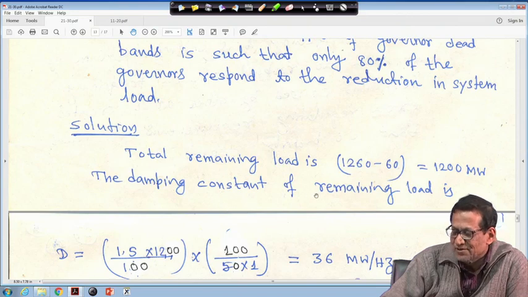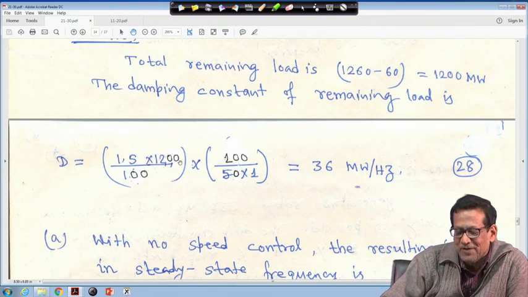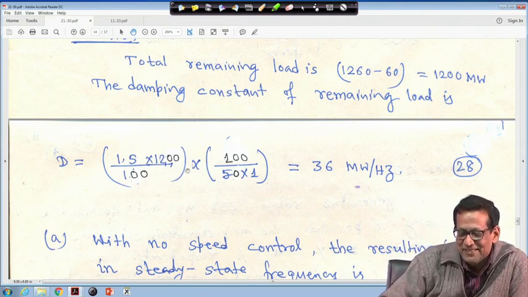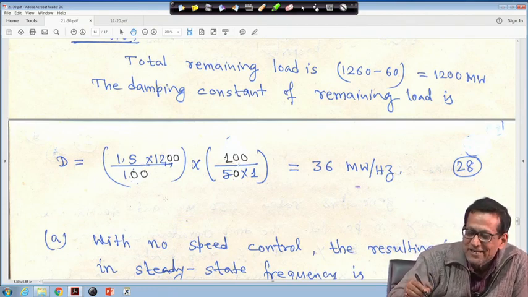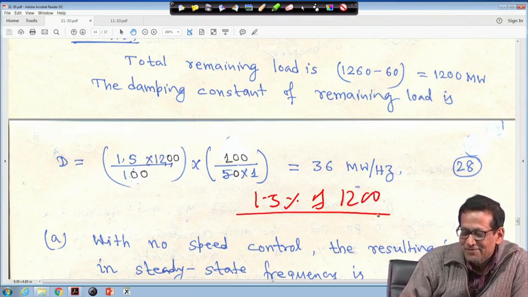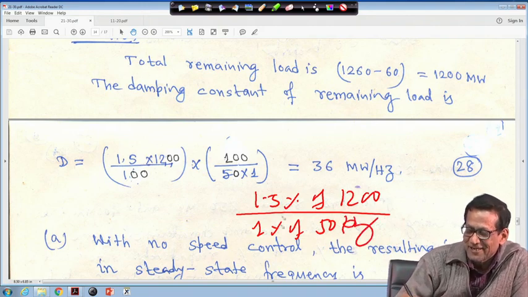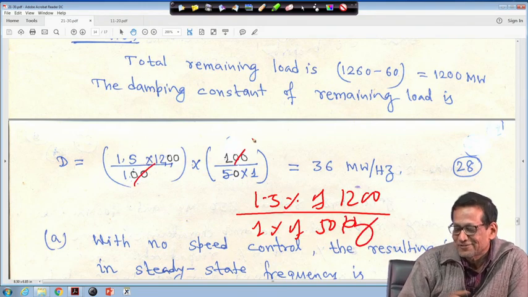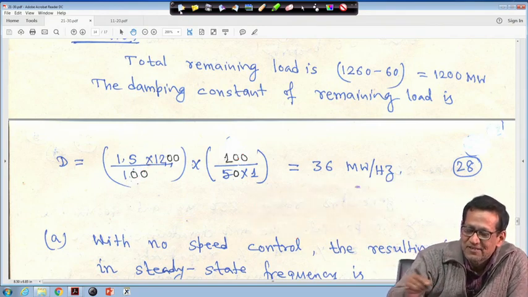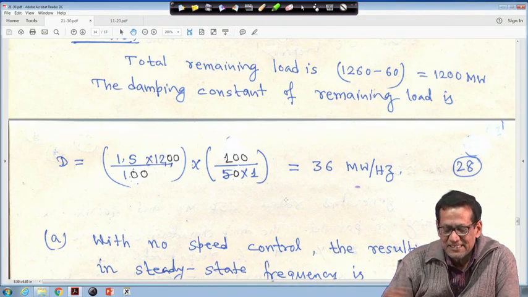The damping constant of the remaining load is given now: 1.5% change of total load is equal to 1% change in frequency. So, I have just made it this one divided by this one. If you write it like this, 1.5% of 1200 divided by 1% of your 50 hertz, right, 100 has been taken like this. So, you get 36 megawatt per hertz, right. So, this is the value of D.